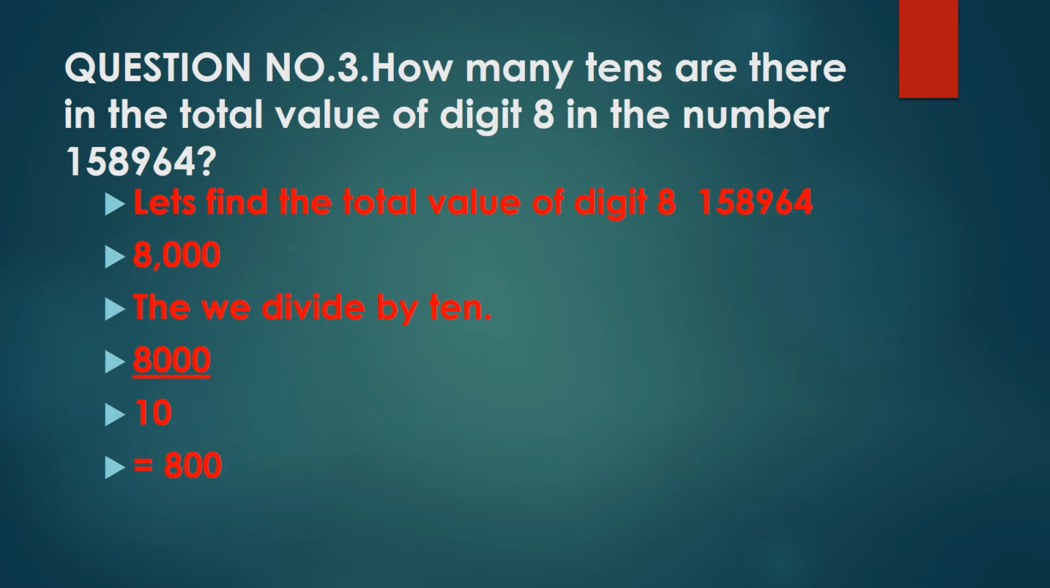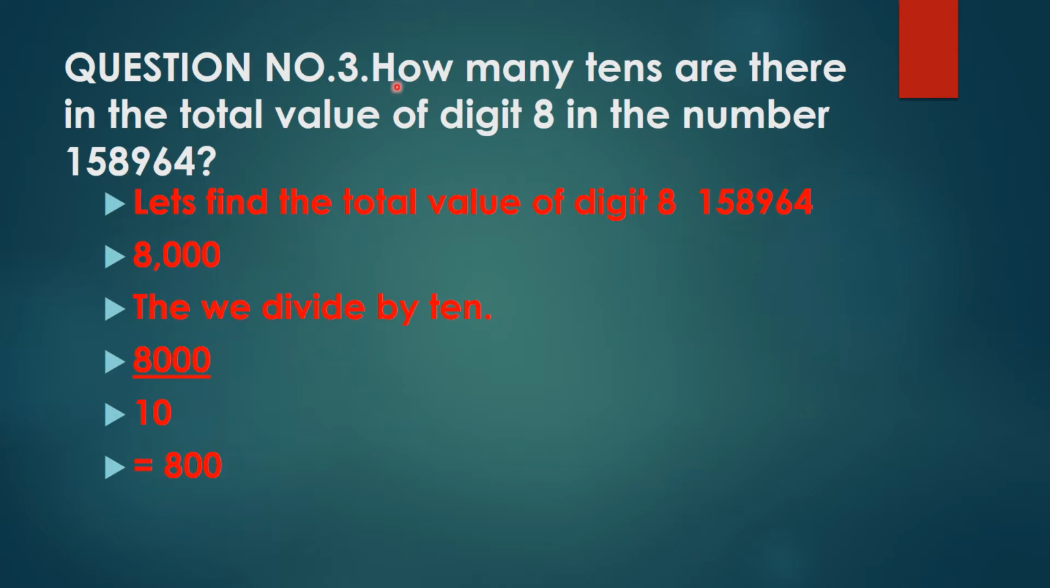So the first question that looked challenging was question number 3. It was very easy but challenging. How many tens are there in the total value of digit 8 in the number 158,964? So the first thing you're supposed to do is find the total value of digit 8. So let's find the total value of digit 8 in this number. It is 8 together with 3 zeros, that is 8,000.